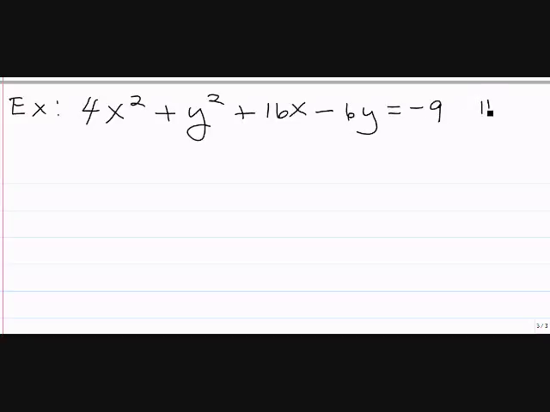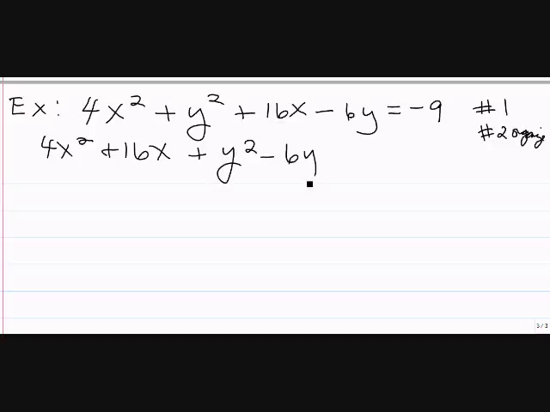Okay. Step number 1. Move the constant to the right. Oh, I've already done that. It's already there. Step number 2. Organize your x squared and y squared. So I'll call that organize. Okay. So I got 4x squared plus 16x plus y squared minus 6y equals -9.